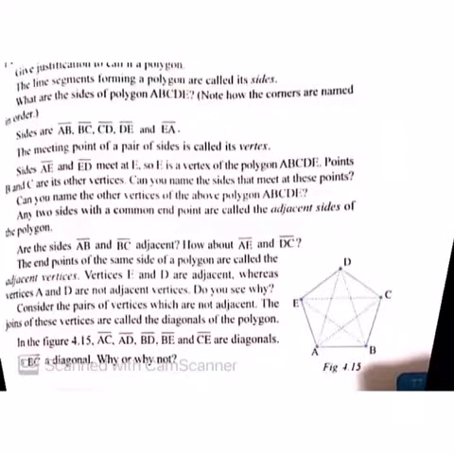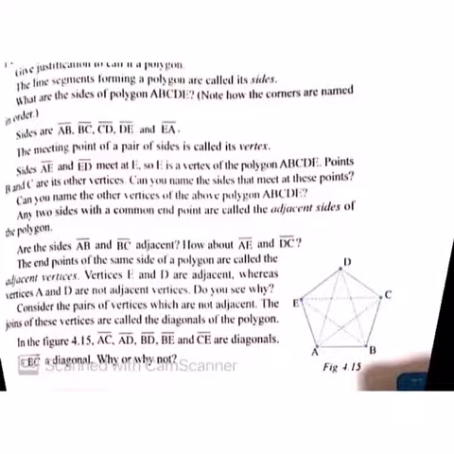In the same way children, we have adjacent vertices also. That means the vertices which are next to each other in the polygon. The end points of the same side of a polygon are called the adjacent vertices. You can see children, vertices E and D are adjacent vertices. Vertices D and C are adjacent. Vertices C and B are adjacent. And vertices B and A are adjacent.